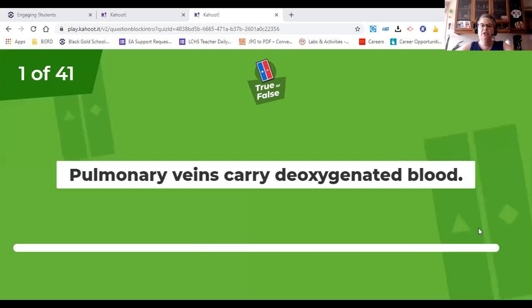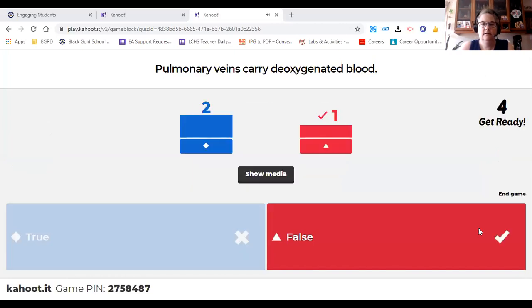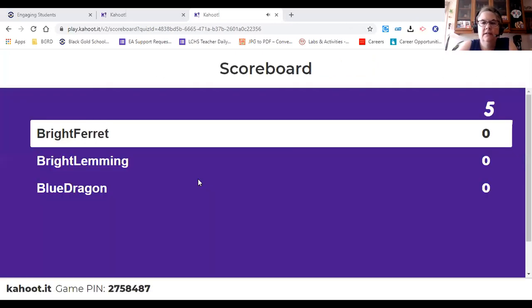Pulmonary veins carry deoxygenated blood. True or false? Okay, 3 of you played this game, and the answer is false. That goes to Bright Ferret. Way to go. Okay, next one.